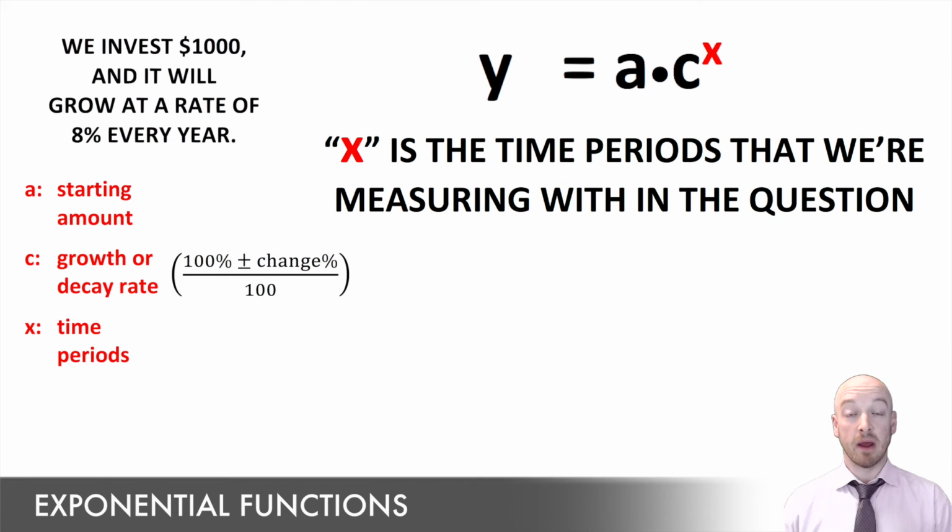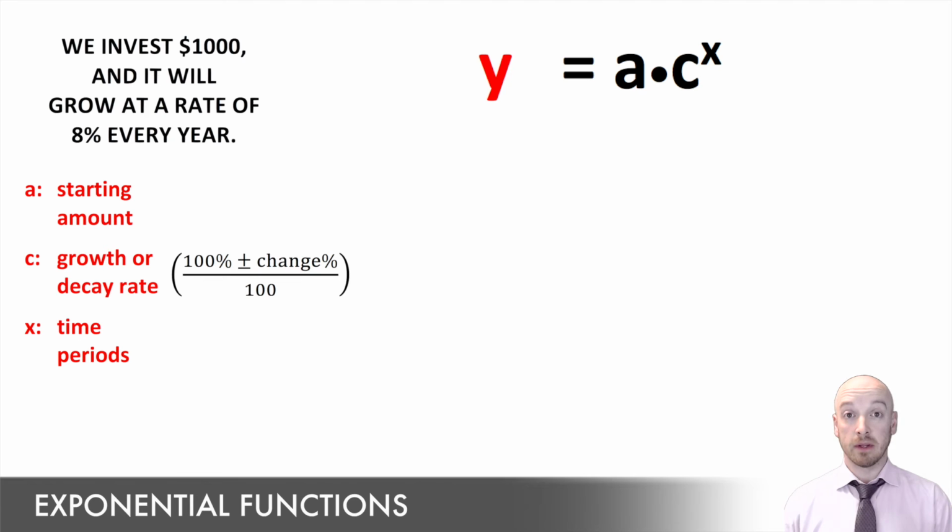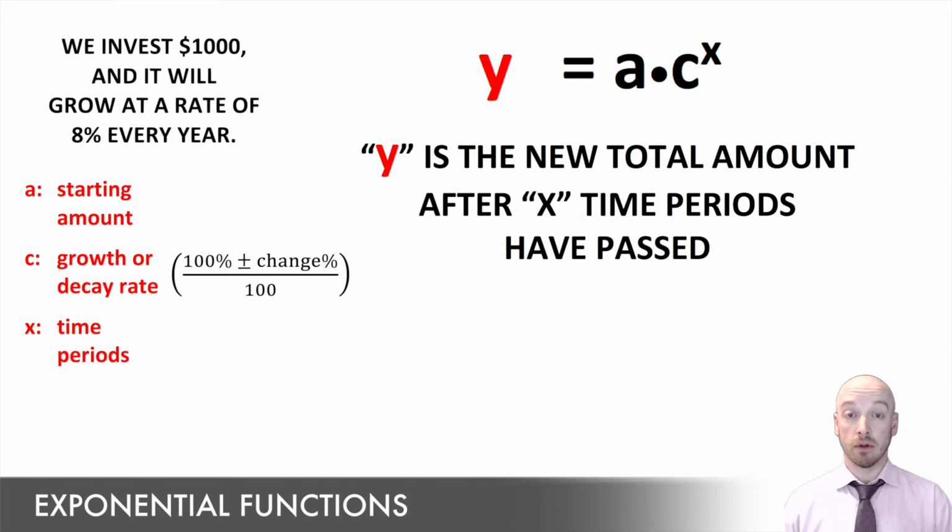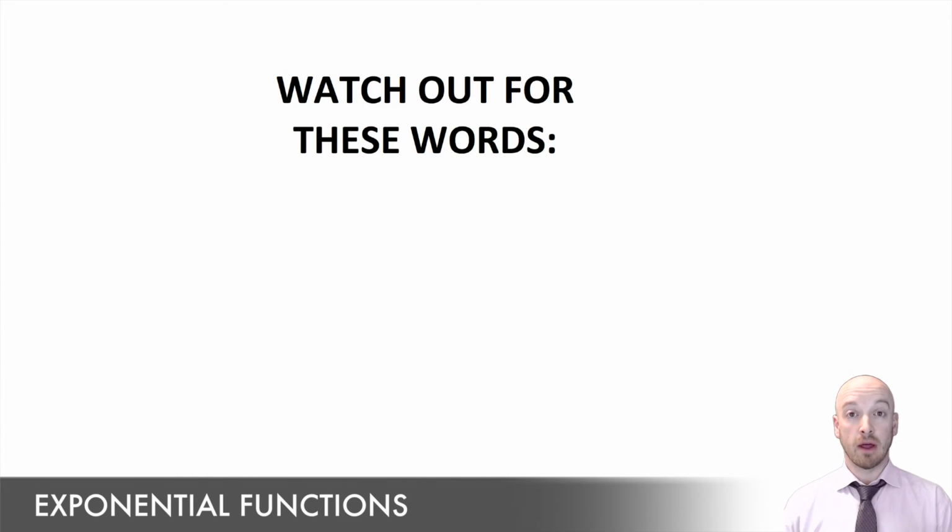You get the idea. But x is the time periods that we're measuring with in the question. And lastly, the dependent variable, the y variable. Well, what are we calculating here? It's always the new total of whatever our initial amount has become after x time periods have passed. So again, in that money example, if we had a value for y, it would be representing our new total amount of that investment, what it's worth now after x time periods have passed. In this case, it was number of years that have passed since the investment. So in short, the y value is whatever the total is today after the time periods have elapsed and we've calculated a new total.